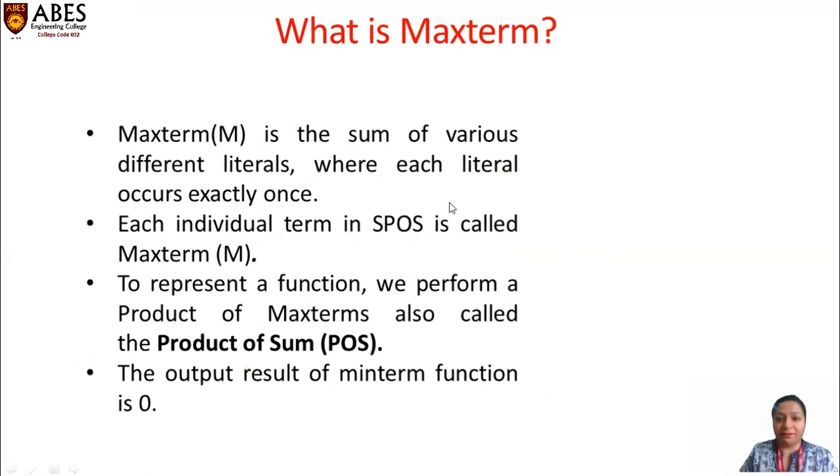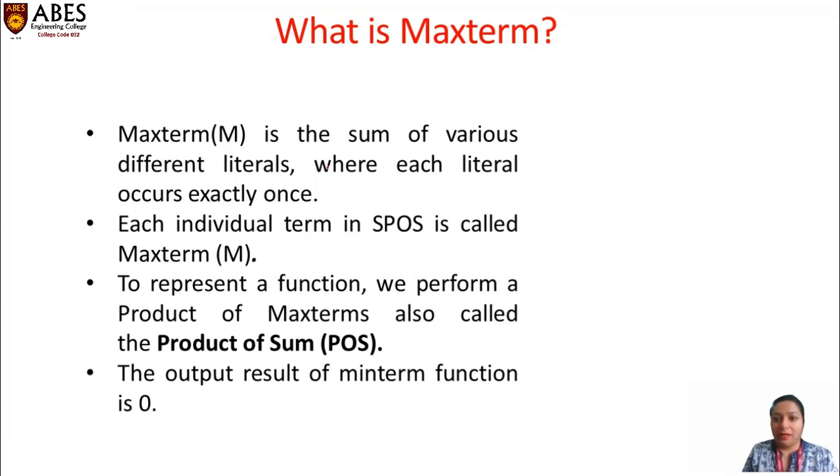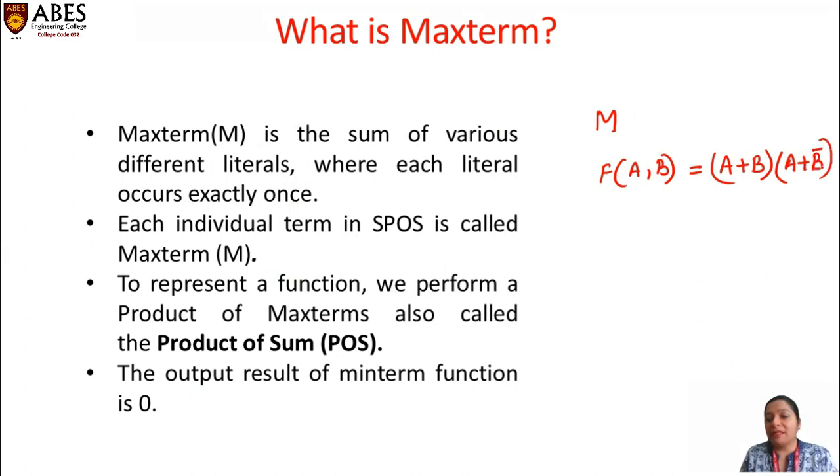Coming to the max terms, again, for two variables, we have already discussed how we can form the max terms, and we generally represent the max term by capital M. Like we say that f is a function of two variables, a, b. So if we write it like this, a plus b multiply a plus b bar, this is an example of max term. This is one max term and this is another max term. We will further study about this.